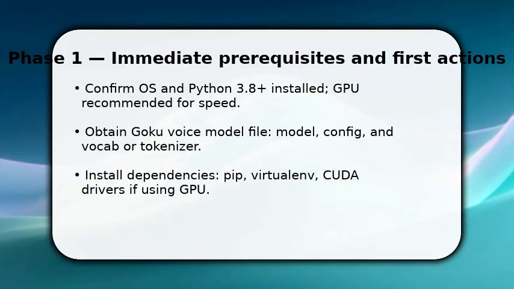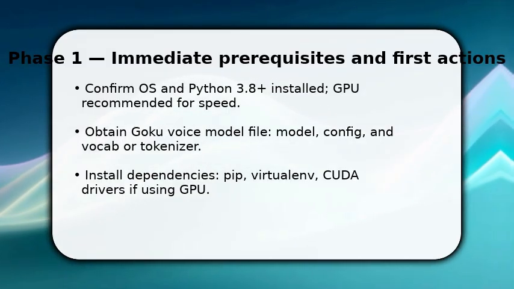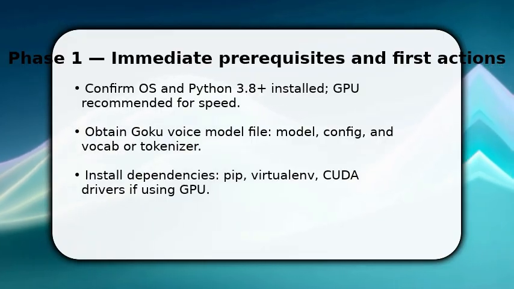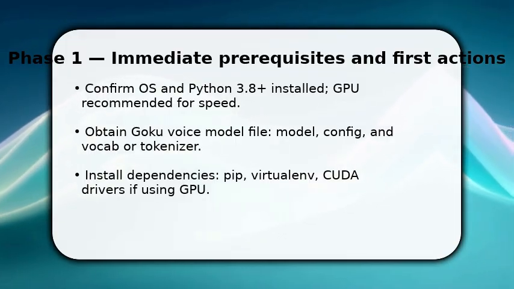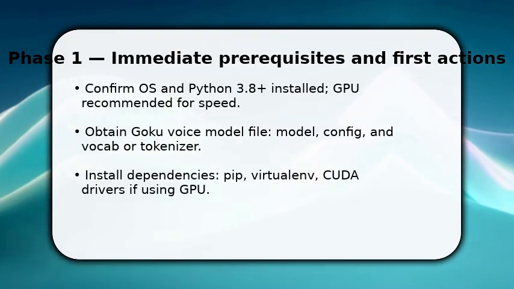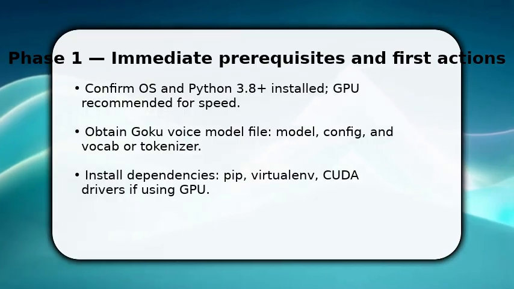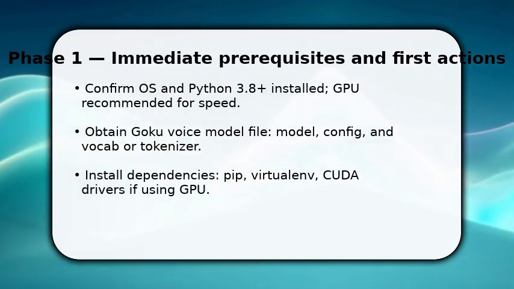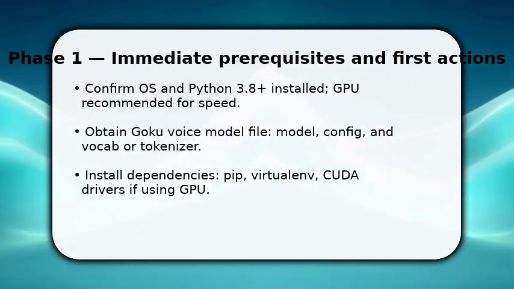You start by preparing the core assets and tools so you can move fast. First, get the Goku model files, model binary, config, and tokenizer, because the TTS engine needs them. Once done, set up a clean Python virtualenv and install required packages with pip. This prevents conflicts. If you plan to use GPU acceleration, make sure CUDA drivers and matching PyTorch builds are installed. Doing this now avoids errors later and speeds up synthesis significantly.